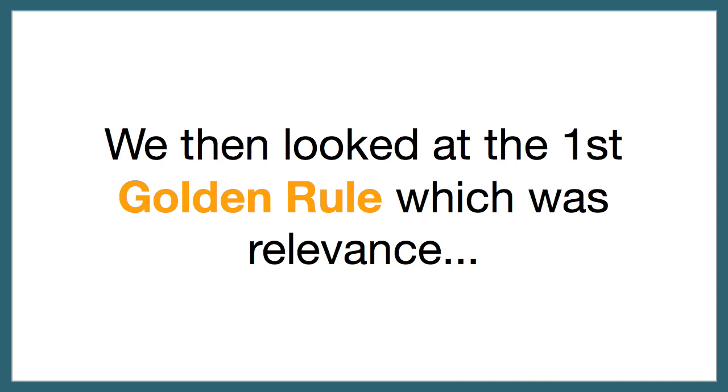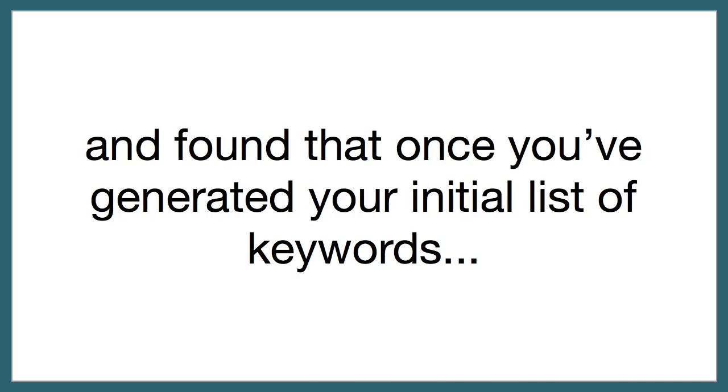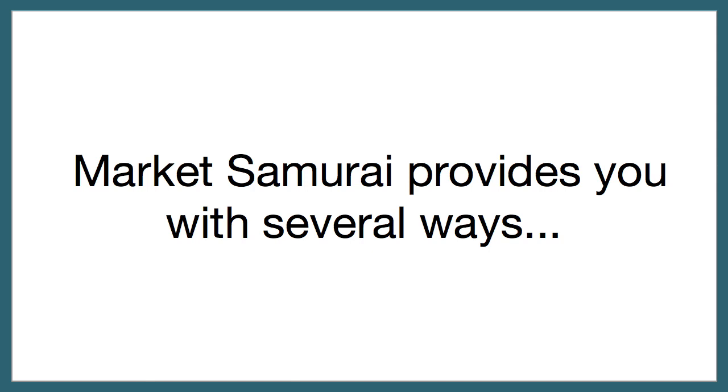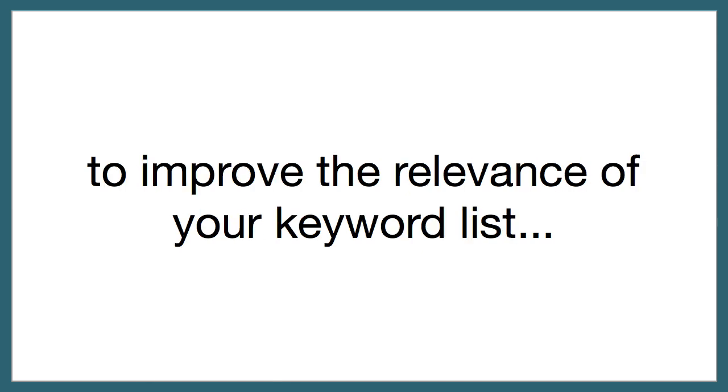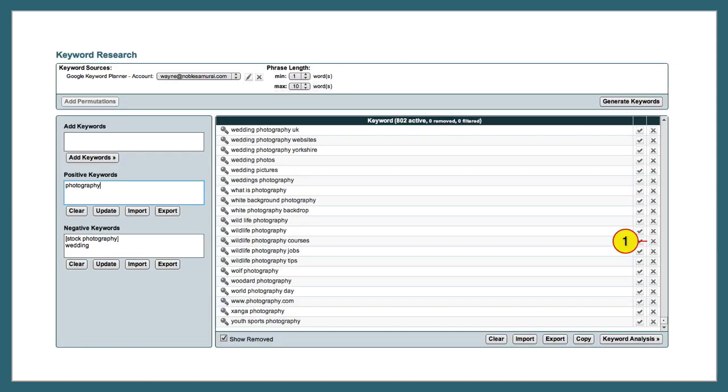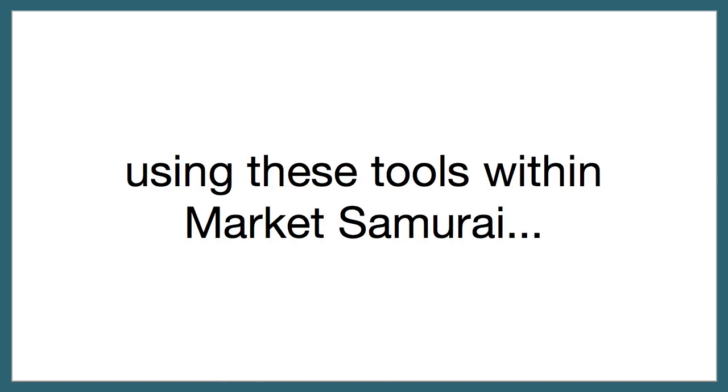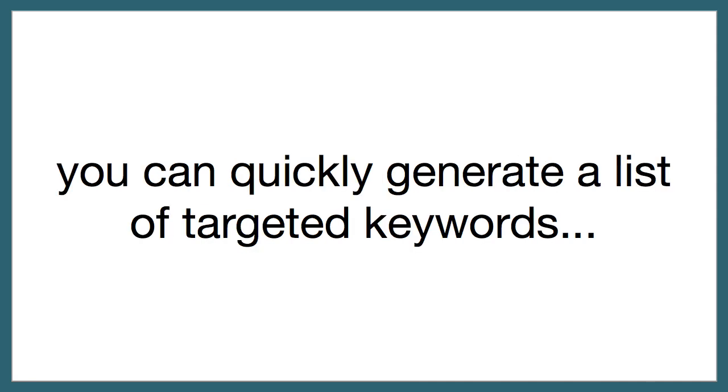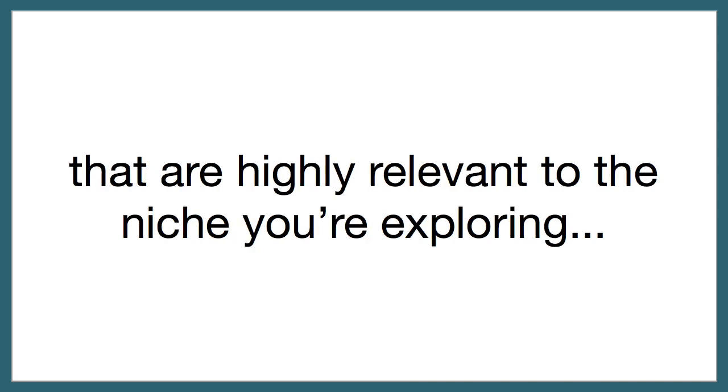We then looked at the first golden rule, which was relevance, and found that once you've generated your initial list of keywords, Market Samurai provides you with several ways to improve the relevance of your keyword list. These include removing irrelevant keywords, using negative keywords, using positive keywords, adding keywords manually, and using the phrase length filter. As you can see, using these tools within Market Samurai will help you quickly generate a list of targeted keywords that are highly relevant to the niche you're exploring.